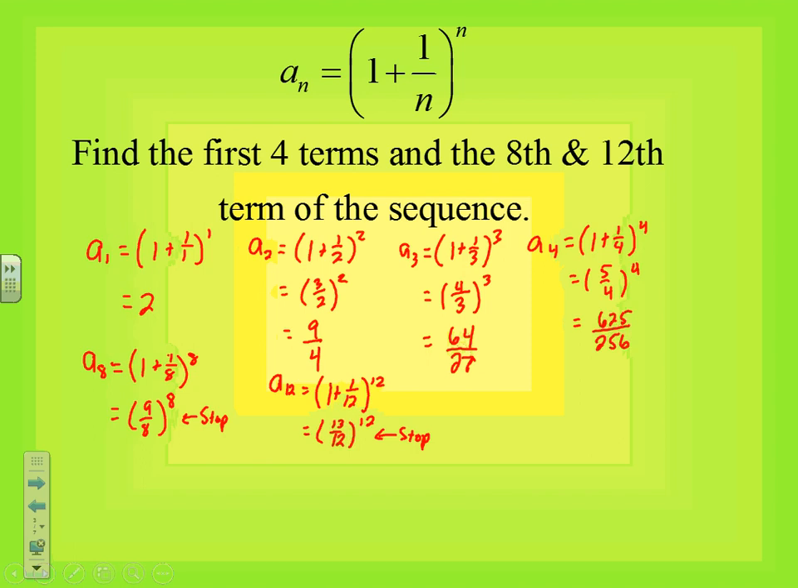Okay, so the numbers that we're asked to identify, the first four terms, and whatever the 8th and the 12th term are, if we put them together as one answer, we'd have 2, 9 over 4, 64 over 27, 625 over 256, and then we would have in the parentheses 9 over 8 to the 8th power, and then 13 over 12 to the 12th power.